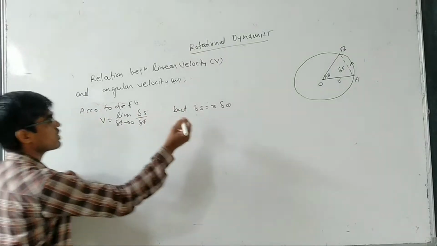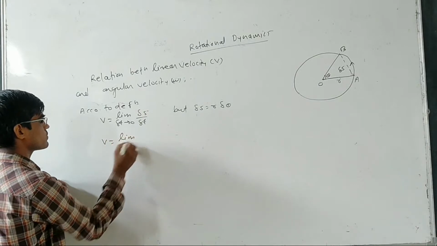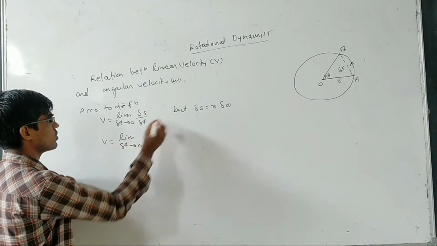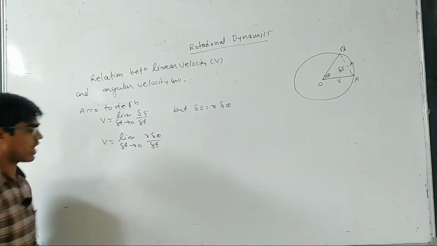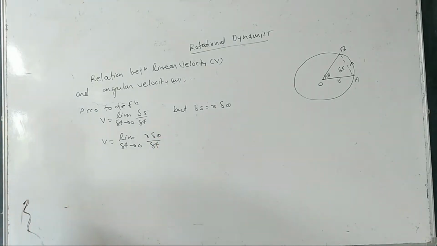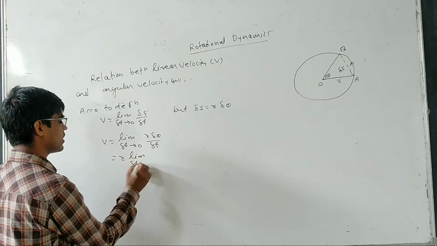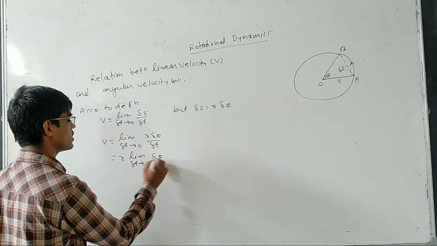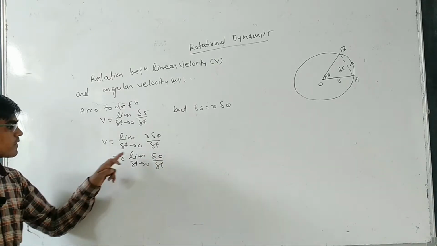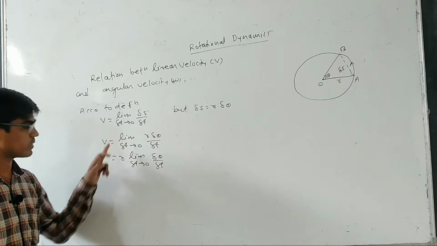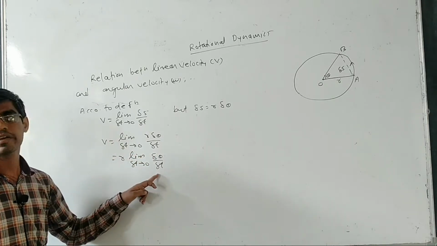Now substitute in this equation. So v is equal to the limit as delta t tends to 0 of r delta theta upon delta t. R is nothing but the radius, so it is taken outside of the limit: r times the limit as delta t tends to 0 of delta theta upon delta t.